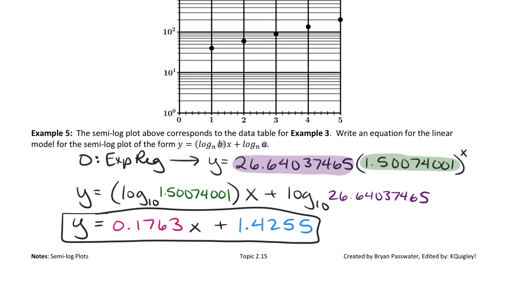So again, all I have done is taken the slope right here, log base 10 of the number we got for b, and I evaluated that in my calculator to get the slope of this line. Then I took log base 10 of the initial value from my exponential function, and I got the linearization's y-intercept.